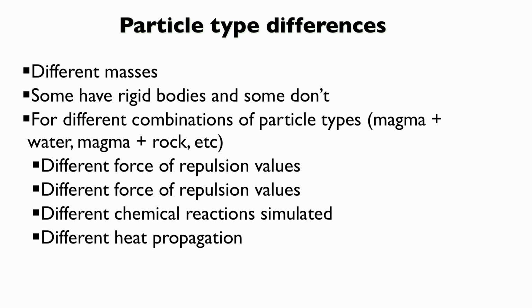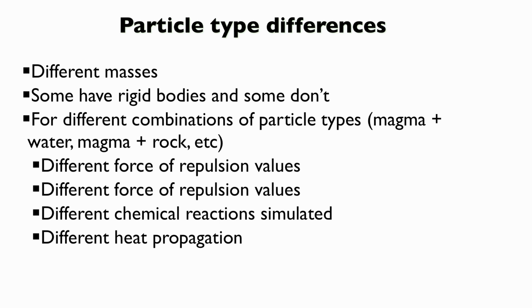Okay, so there's some differences in particle types too. They're not all of the same processing, I guess. So particles have different masses depending on what they are. Some have rigid bodies, some don't. And then you also have different properties based on combinations of particles. So when 2 different particles meet each other, for example, magma and water, they repel each other with different forces, which I seem to have listed twice on the slide. They have different chemical reactions simulated between them, and they propagate heat differently.